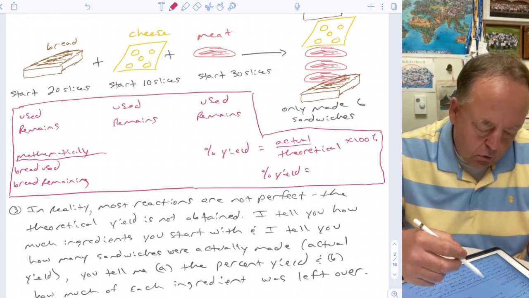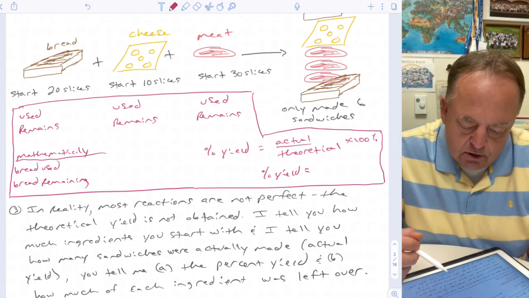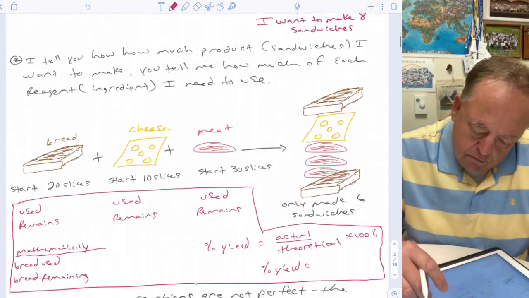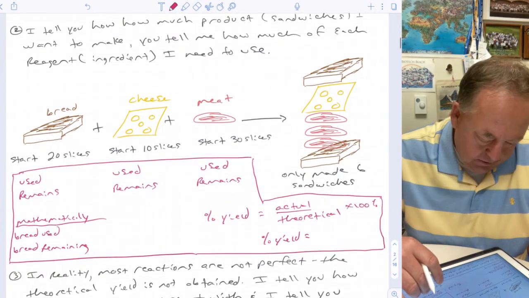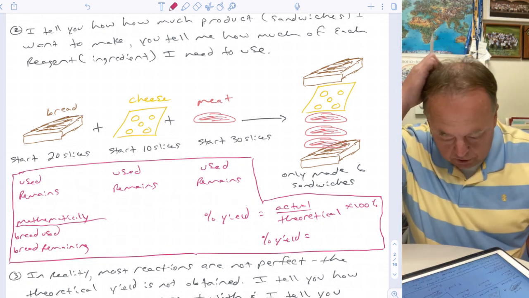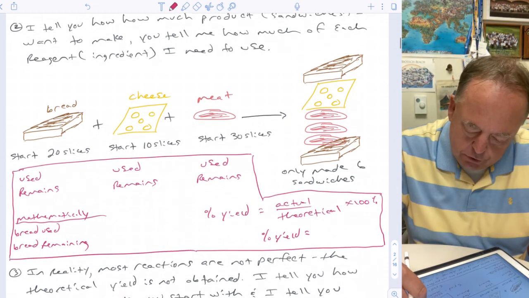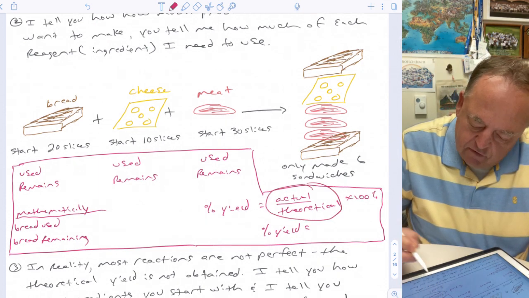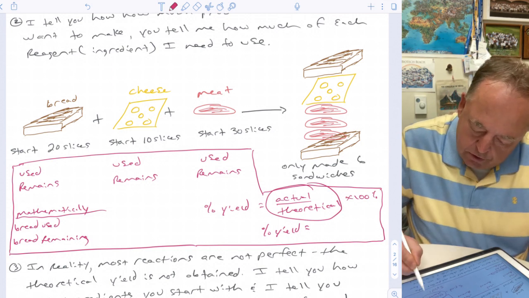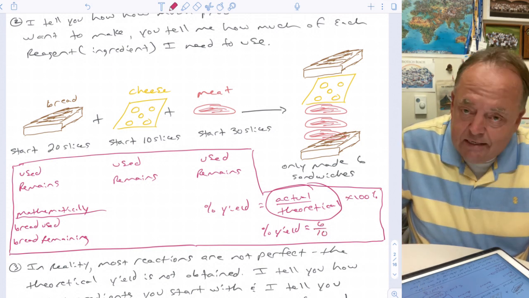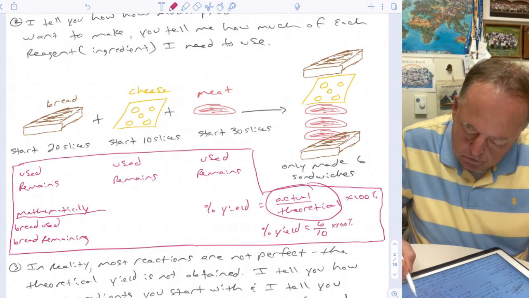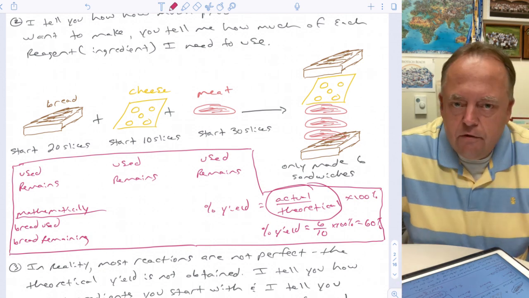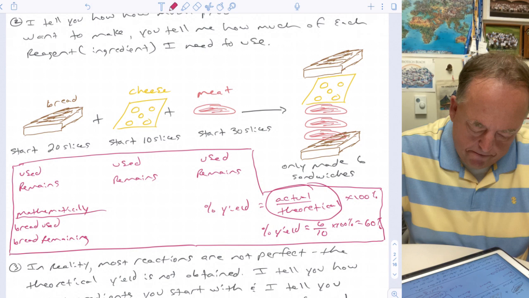So in this case, you're going to start with 20 slices of bread, 10 slices of cheese, 30 slices of meat. We showed here that you can make 10 sandwiches, but what if we only made 6 sandwiches? So we did not get 100% yield. Then I could ask you, well, what is the percent yield? The percent yield is just the actual yield divided by the theoretical yield. So the actual yield is 6. The theoretical yield is 10, times 100%. So the percent yield of this reaction would have been 60%.